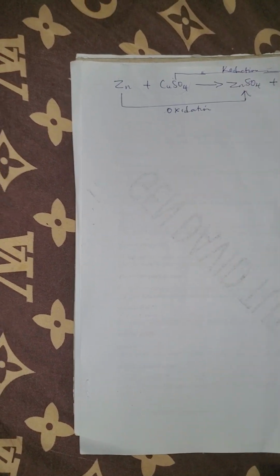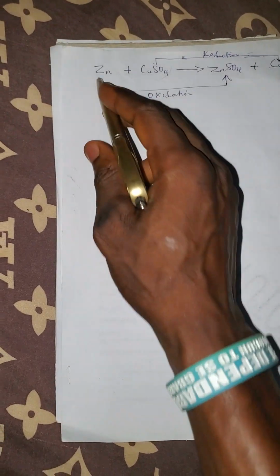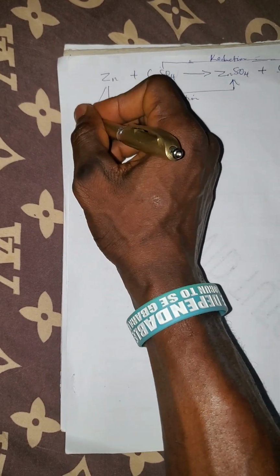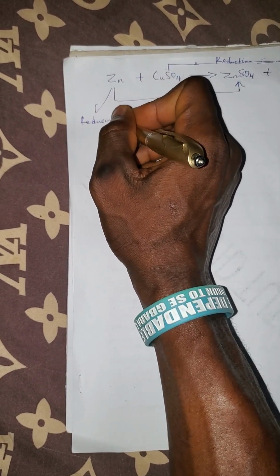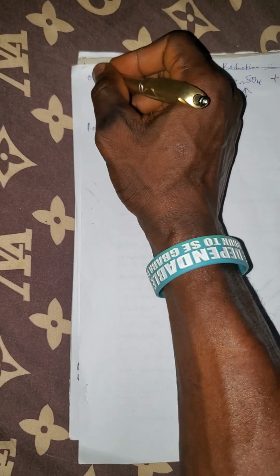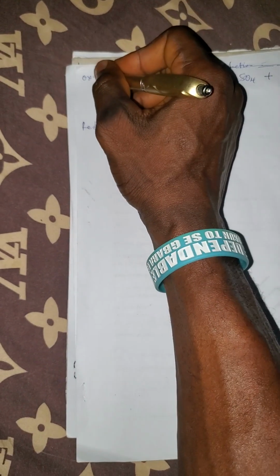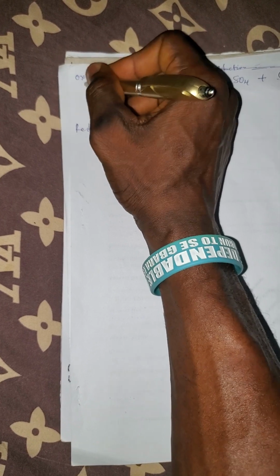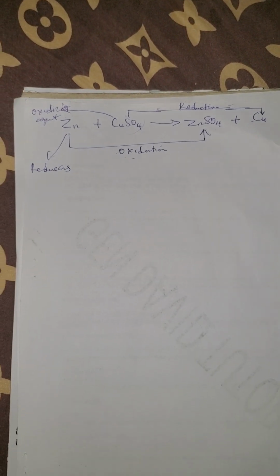And if I want to pick the oxidizing agent, that means this one that undergoes oxidation is my reducing agent, and this one that undergoes reduction is my oxidizing agent. That's the difference. Check through.